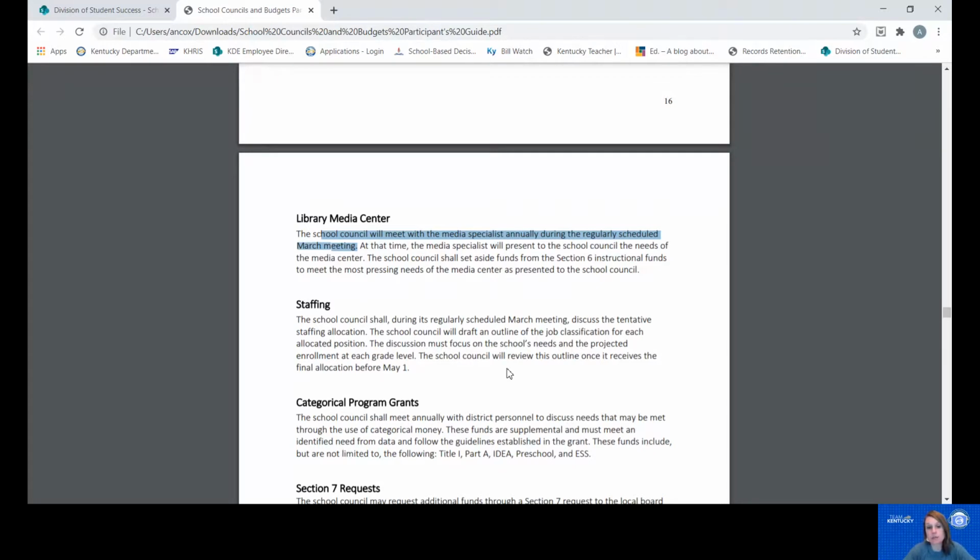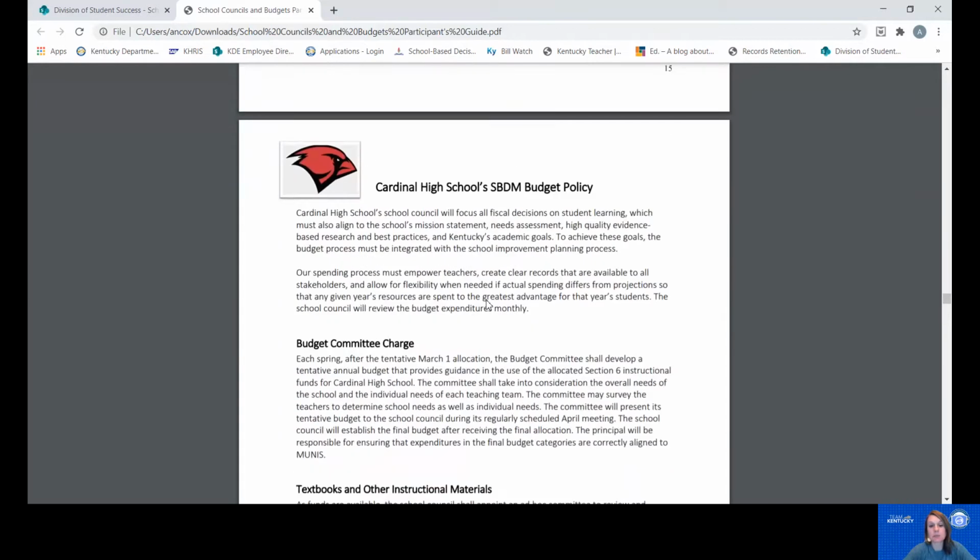Another strength that this policy had is that it focuses on incorporating evidence-based practices. Recently, evidence-based practices have been highlighted as something that schools need to be focusing on, and councils need to be focusing on when choosing curriculums and textbooks and instructional supplies and materials. Up here you'll see that the council will focus all decisions on student learning and will be focusing on high quality evidence-based research and best practices. That's good to put in there, especially if your council is being intentional in doing that, so that when parents are reading this, they'll feel confident that the decisions being made, the money being spent, and the instructional materials being used in the school have been based on evidence-based practices.